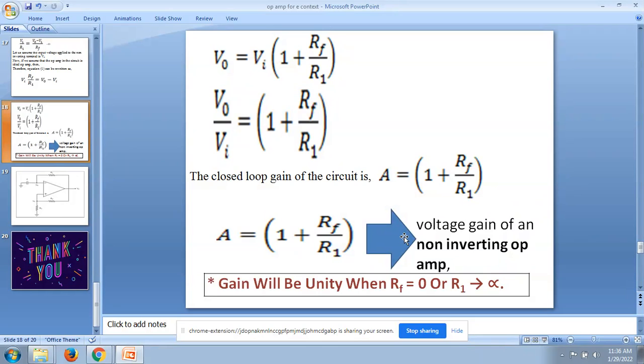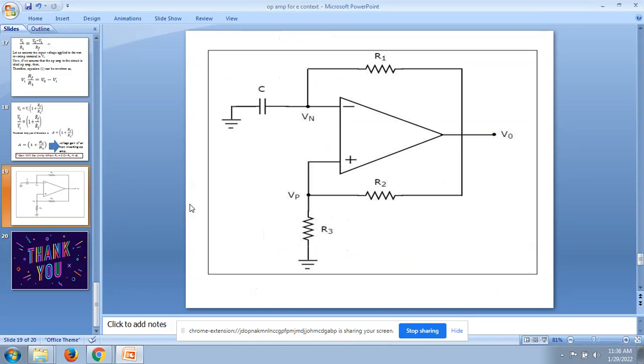So what is this V0 by Vi? From the definition, it is the closed loop gain, A equal to 1 plus RF by R1. This is the voltage gain of a non-inverting operational amplifier, and it is going to be equal to 1 only when RF is equal to 0 or R1 is infinity. So this is a picture of a closed loop where the gain is equal to 1 when RF is equal to 0 or R1 is infinity.